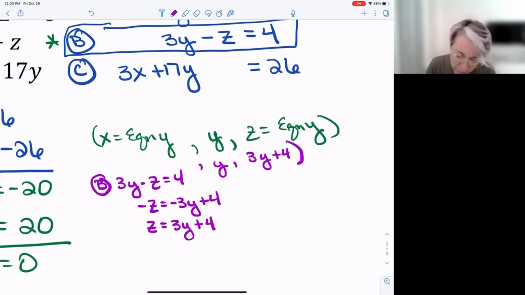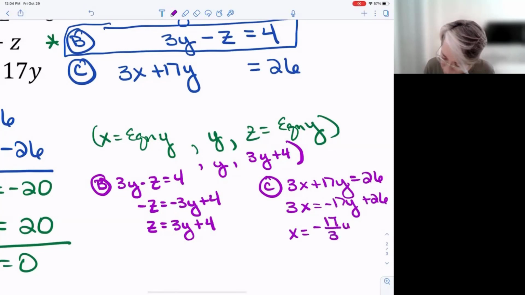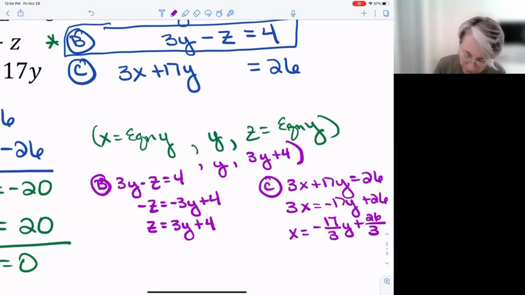And then I can do the same thing in equation C and get the x by itself with just a y. 3x plus 17y equals 26. 3x equals a negative 17y plus 26, and then divide everybody by 3. X equals a negative 17 thirds y plus 26 thirds. So that would be our x value, negative 17 thirds y plus 26 thirds.